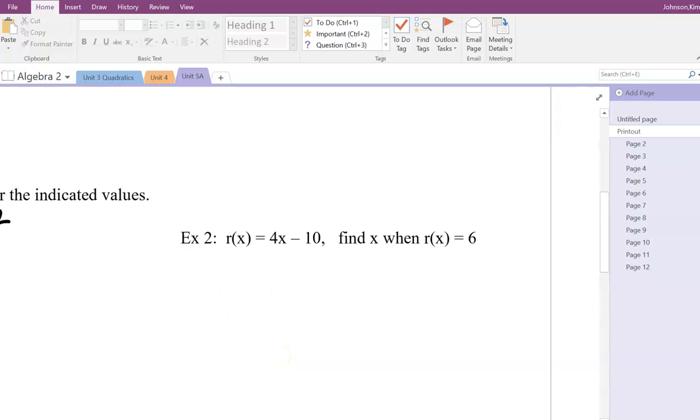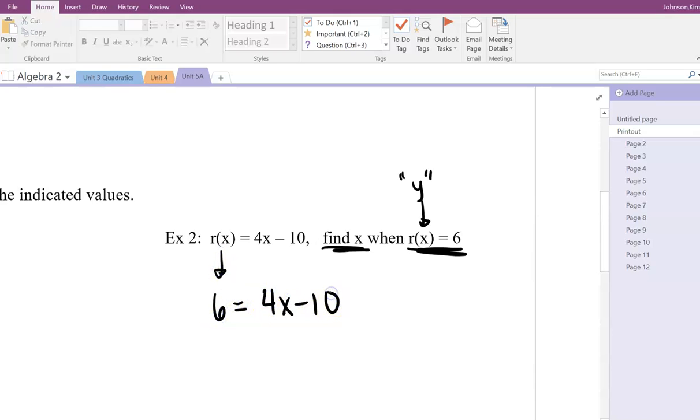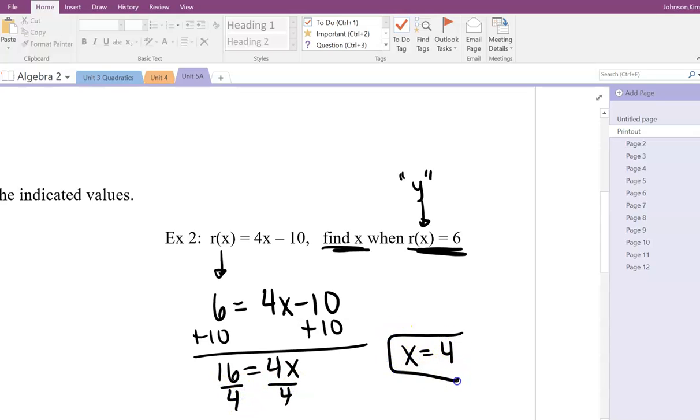And then we can go the other way around. I can give you a function r of x equals 4x minus 10. And this time I'm asking you to find x, and I'm giving you r of x, which we commonly think of as y. So I'm saying y is 6. Tell me what x is. So we're going to put in 6 for r of x, replacing all of r of x with 6. And then we're just going to solve this equation for x. Add 10 to both sides. 16 equals 4x. We divide by 4, so x should be 4.